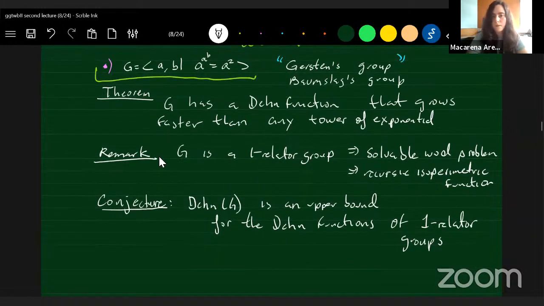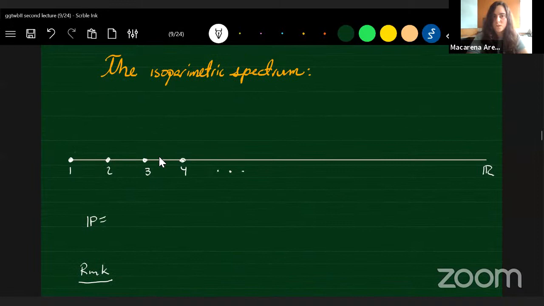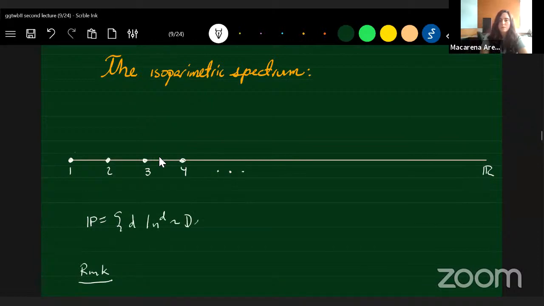Okay. So now I would like to change gears and go back to talking about Dehn functions that are bounded above by exponentials. And I want to try to understand the structure of this set. So the set of these d such that n to the d is the growth type of a Dehn function for some group.